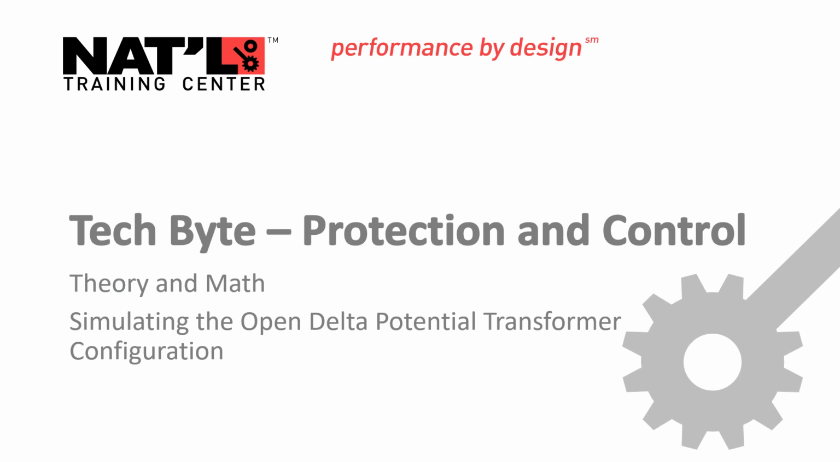This completes our tech byte for protection and control on theory and math and the simulation of the open delta potential transformer configuration. I want to clarify just a little bit about the open delta as used with protection and control and metering. In the previous slide, we talked about the fact that the power factor wasn't exactly 0.86. Some of the current vectors looked a little off and such.